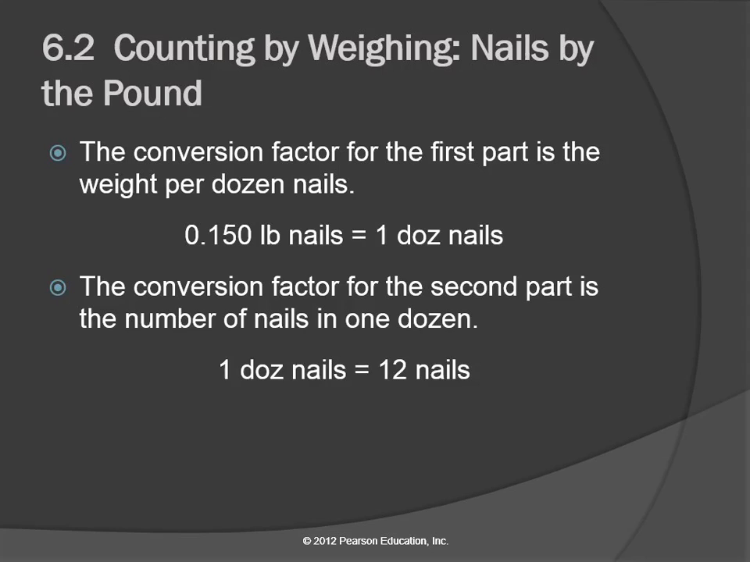So the conversion factor in that first part is the relationship between nails and dozen. That is not something that is always true. It is not true for every kind of nail. It is true in that particular instance for those nails. This, though, is always true. A dozen nails is always 12 nails. That's the definition of a dozen. A dozen is 12 things.